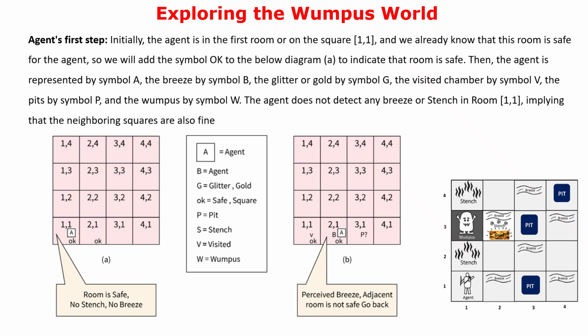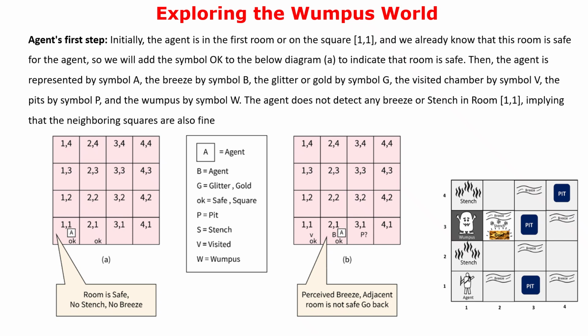So, in short form, A is represented as agent, B as breeze, G as either glitter or gold, V as visited, and finally pits can be represented as P, Wumpus as W.